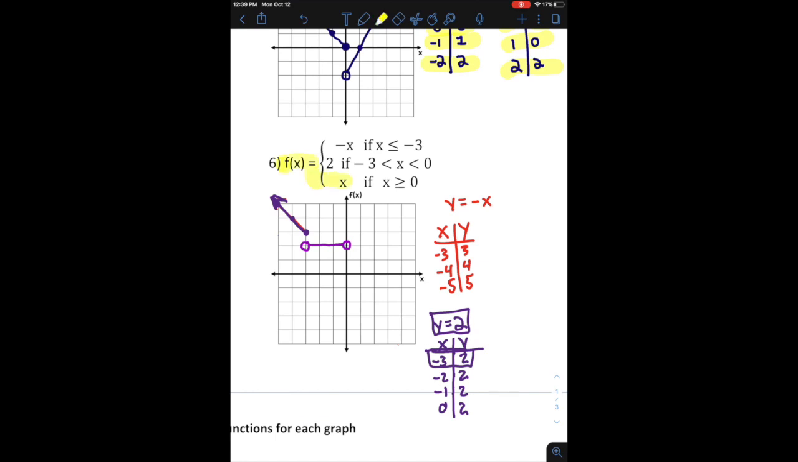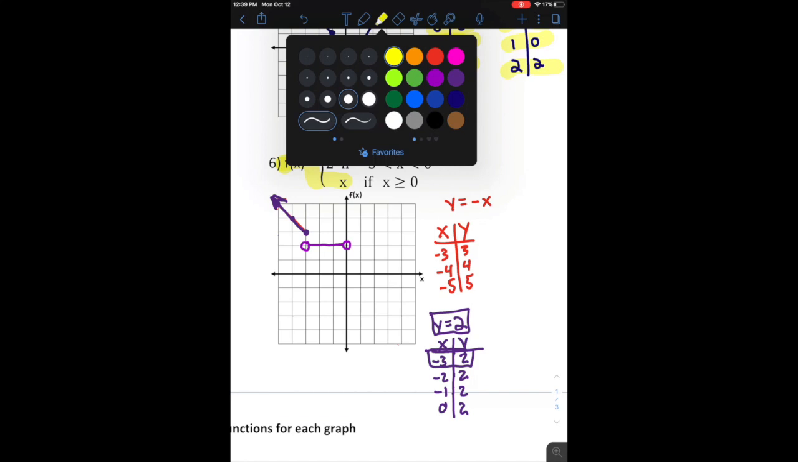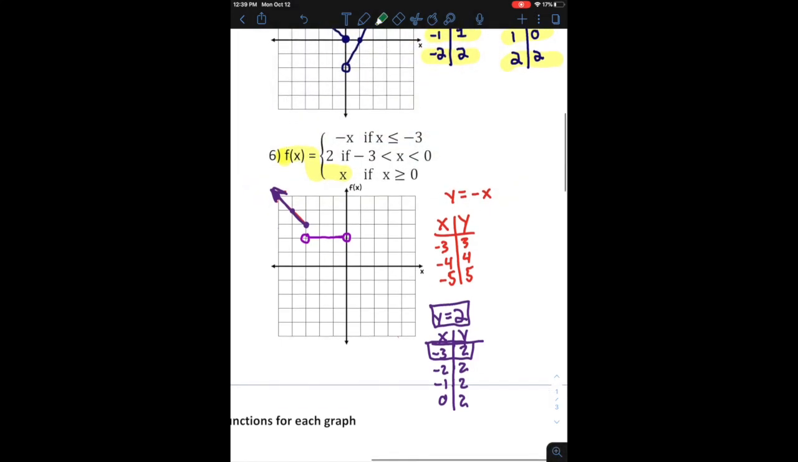Here is our last piece. The last line is f of x equals x. So let's take a look at what that's going to look like. I'm going to do the table first this time. We could rewrite that as y equals x, and they want us to graph that equation for x values greater than or equal to 0.